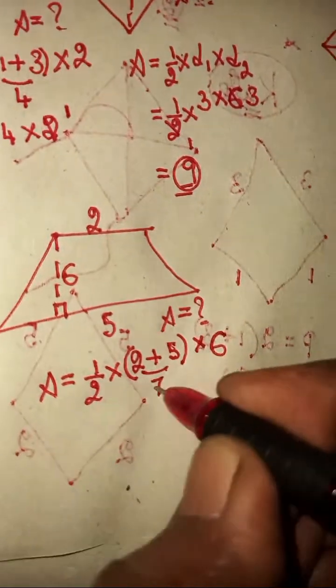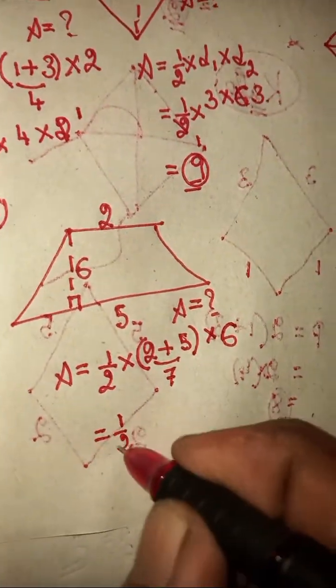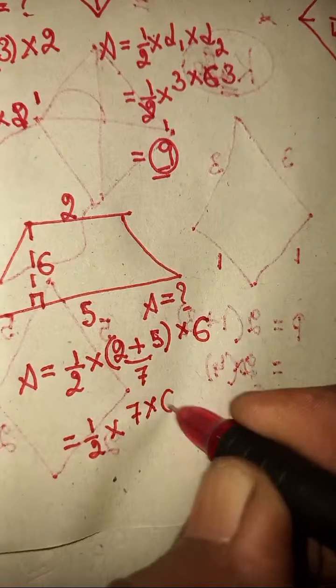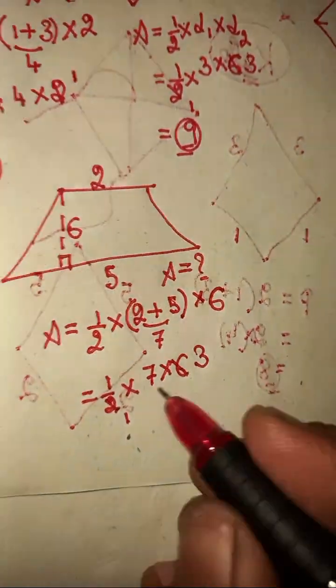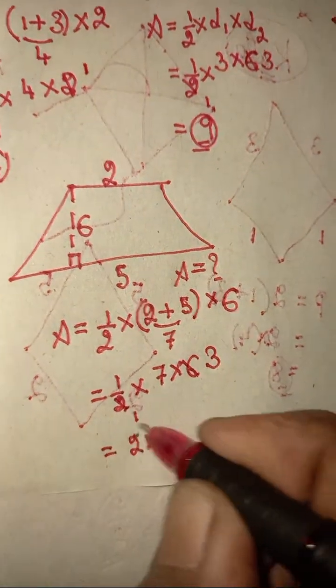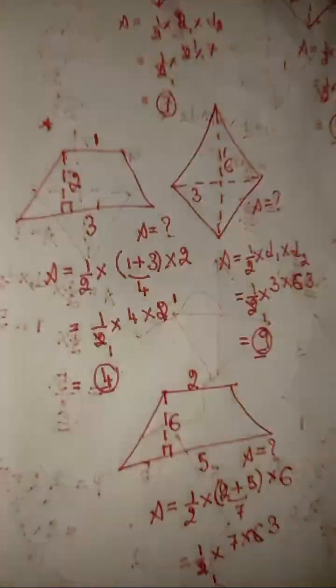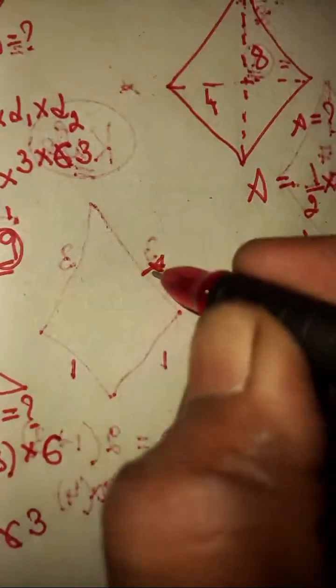2 plus 5 becomes 7. So it is half times 7 times 6 units. You can divide 2 1 times, 2 3 times. 7 times 3 is 21 square units. Let's take one more trapezium.